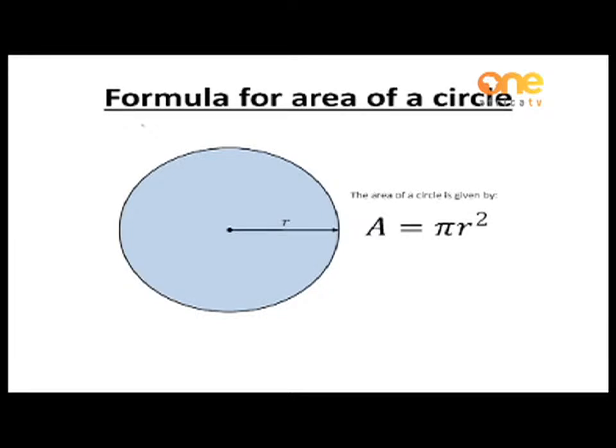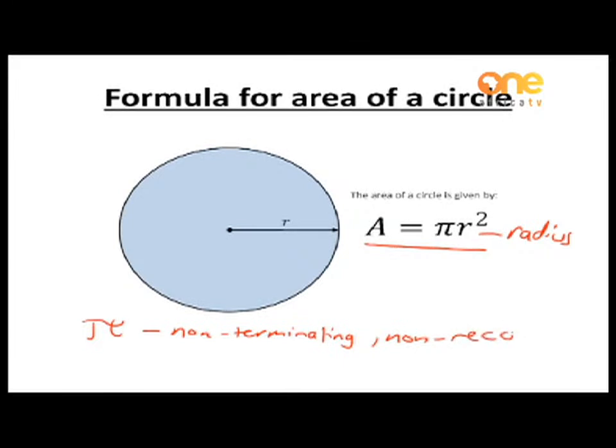Let us discuss the formula for the area of a circle. So if we have a circle and we know the radius, the area of the circle is given by pi r squared. So r is the radius, and pi is a constant that is a non-terminating, non-recurring decimal. So we leave all our areas in terms of pi.